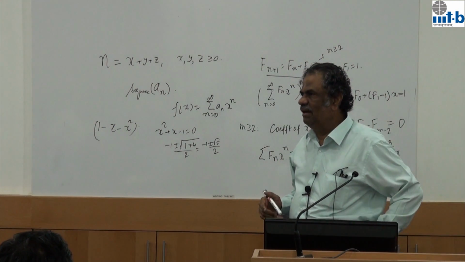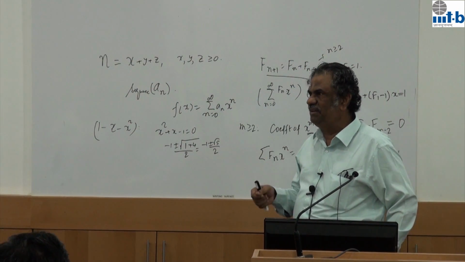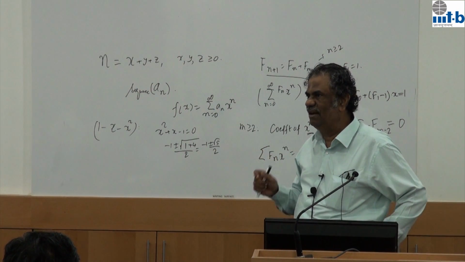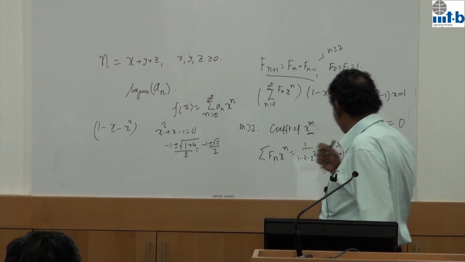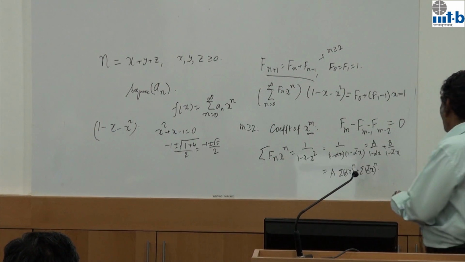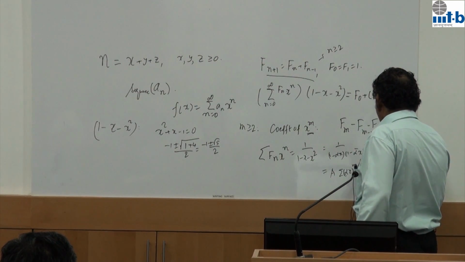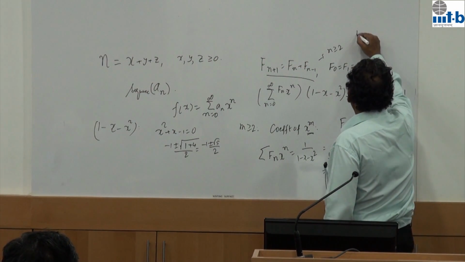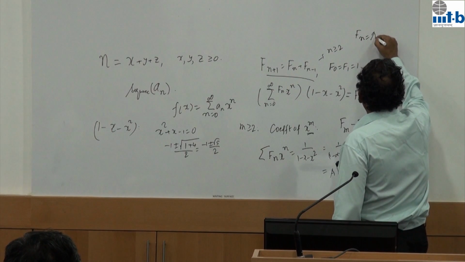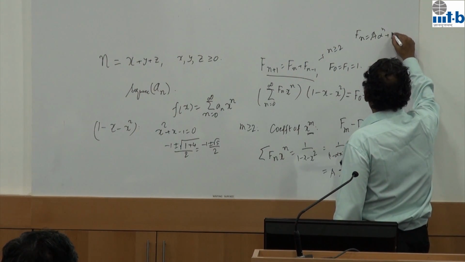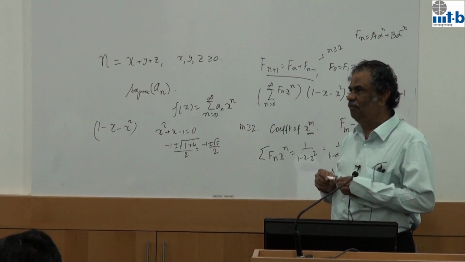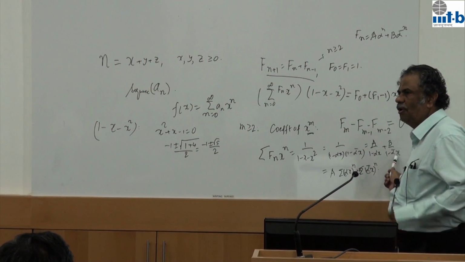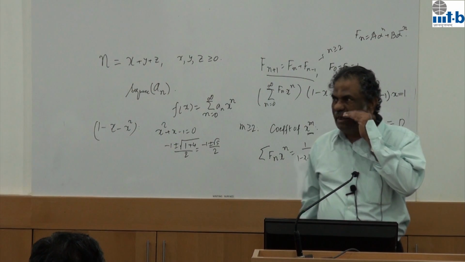And therefore Fn, which is the nth coefficient of this generating function, is precisely A times alpha power n plus B times alpha bar power n, where, if you want, you can sit down and compute the value of alpha, and what A and B are. You know how to compute A and B.